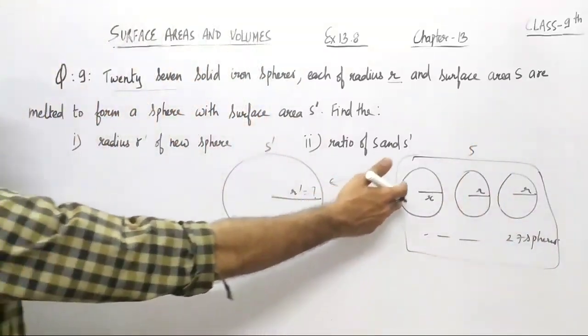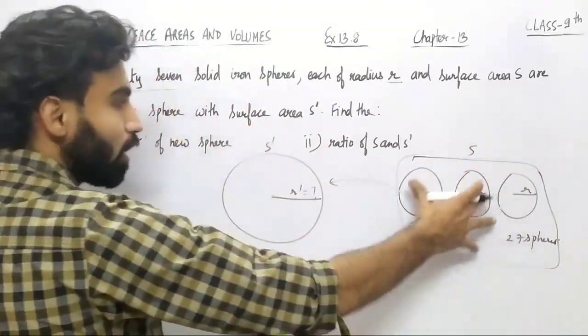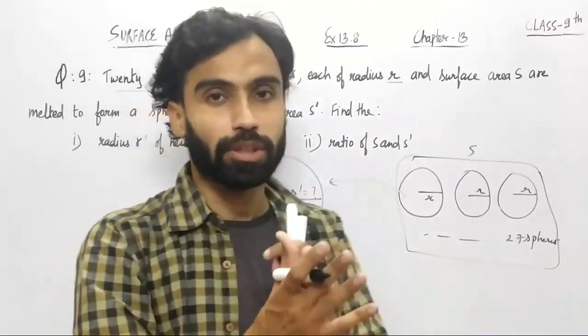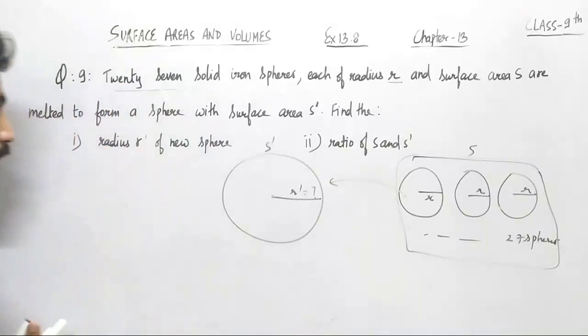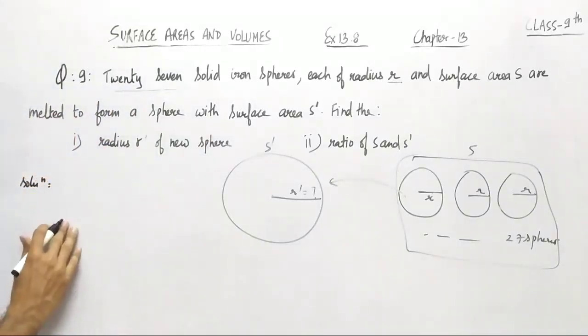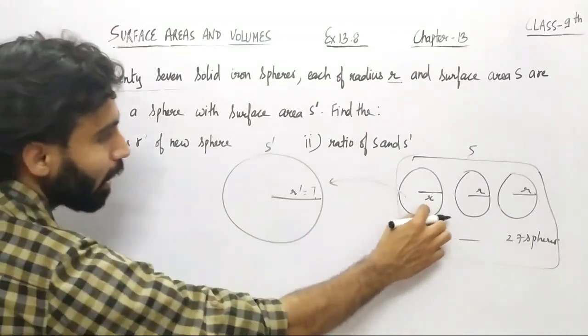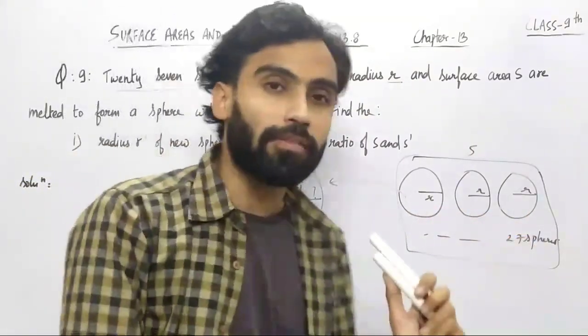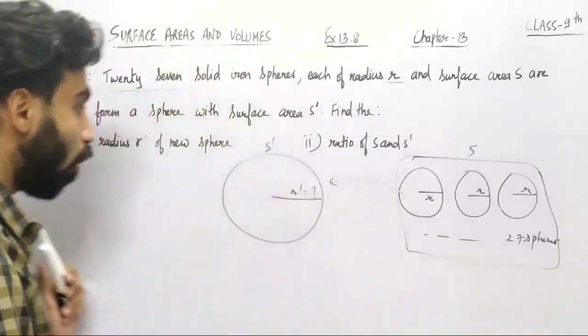Now you can see this is how we have to melt 27 spheres and form a new sphere, and we have to find out the radius of this new sphere, right? So let us do this. So यहाँ पे सबसे पहले solution के starting में कैसे start करेंगे हम यहाँ पे इन सभी 27 solid spheres की क्या find out करेंगे? You can see volume, right?